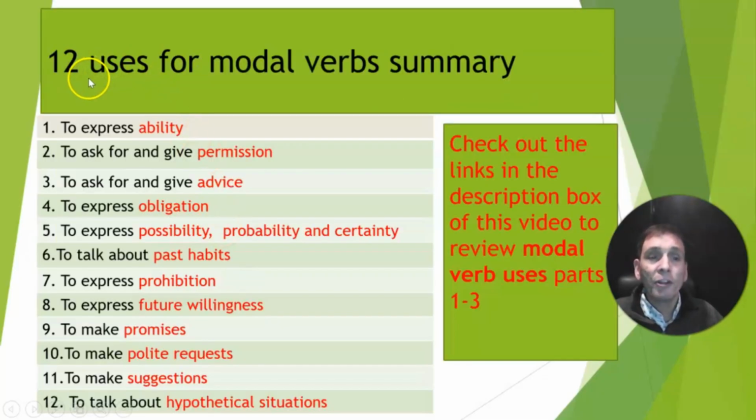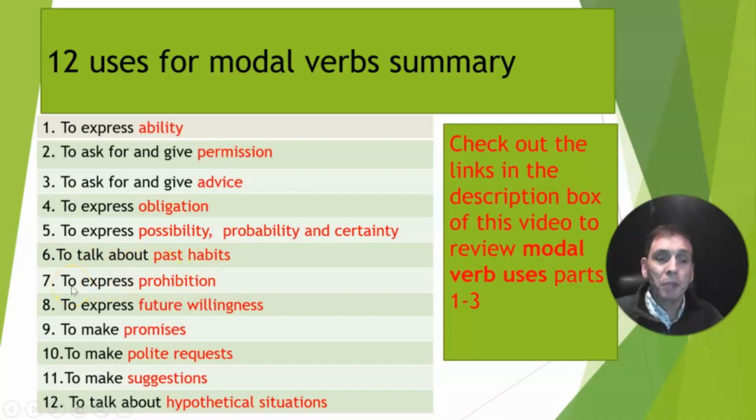Okay, now there are actually 12 uses for modal verbs, and here we see just a little bit of a summary. So, number 1 use, to express ability. 2, to ask for and give permission. 3, to ask for and give advice. 4, to express obligation. 5, to express possibility, probability, and certainty. 6, to talk about past habits.